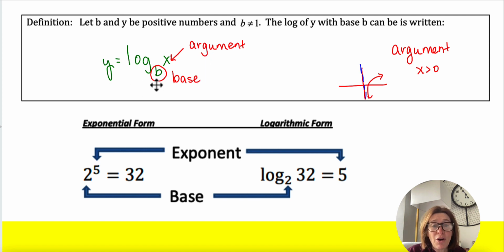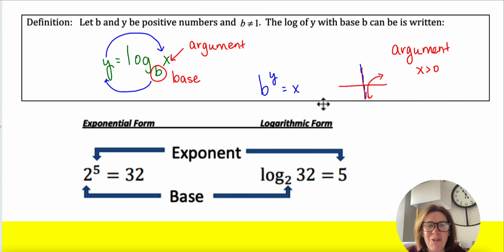And we could also write this, if we wanted, as the base to the y equals x. So remember I said it, we call it the fish hook or around the world. So b to the y equals x, which is why it's the inverse of an exponential, because we normally write our exponential functions as b to the x equals y.